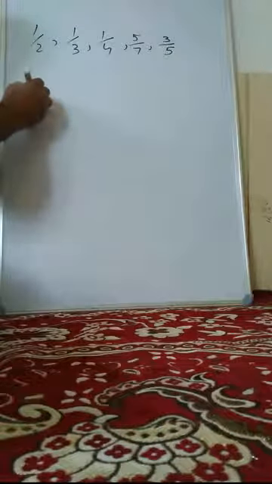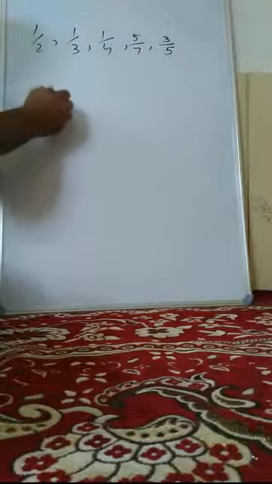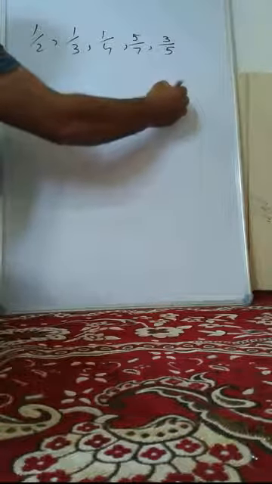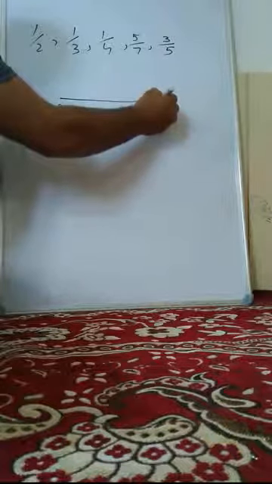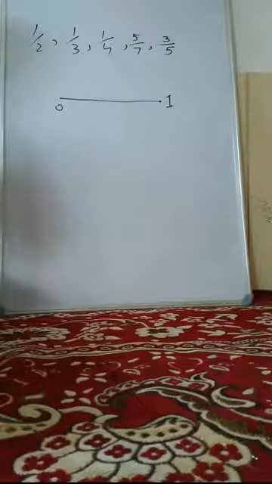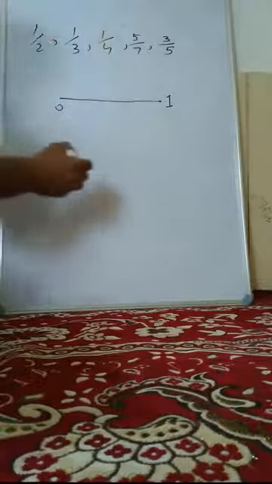Now, plot these fractions on a number line. We have a number line. This point is 0 and this point is 1. First we have to plot 1 by 2 on this line. 1 by 2 is half. It is 1 half. Suppose this is 1 whole.